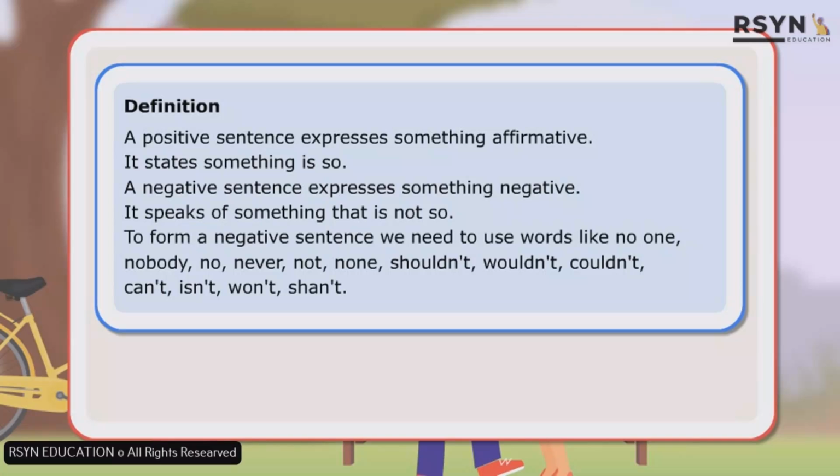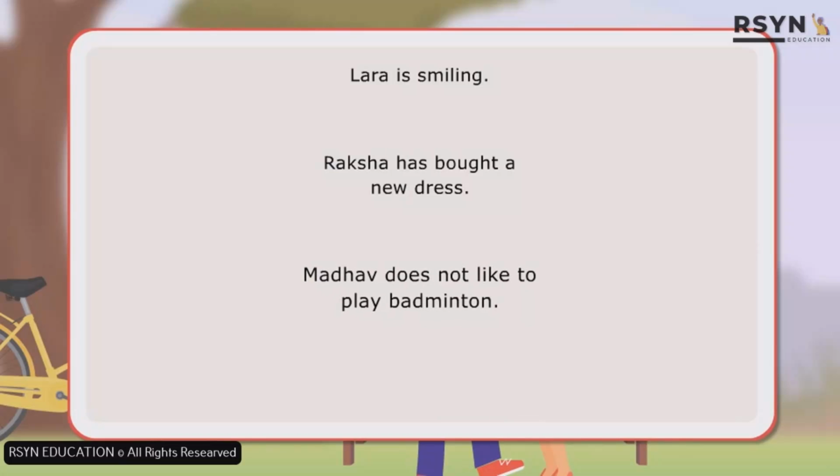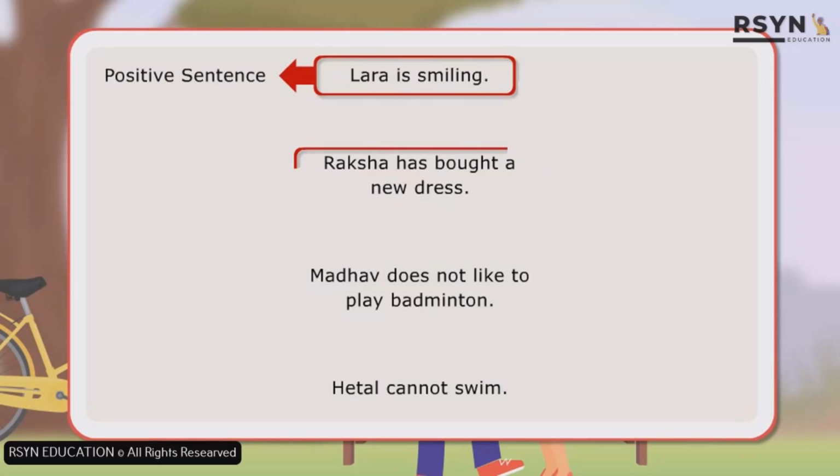Let us look at a few sentences. Lara is smiling. Raksha has bought a new dress. Madhav does not like to play badminton. Hetal cannot swim. The first sentence affirms that Lara is smiling and so is a positive sentence. The next sentence also affirms that Raksha has bought a new dress and so is a positive sentence.